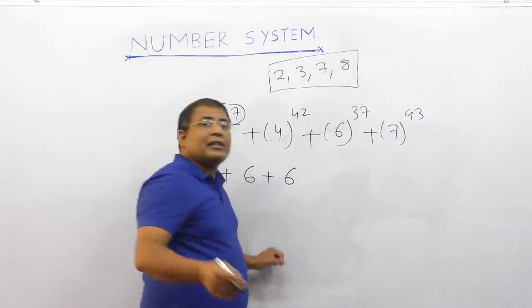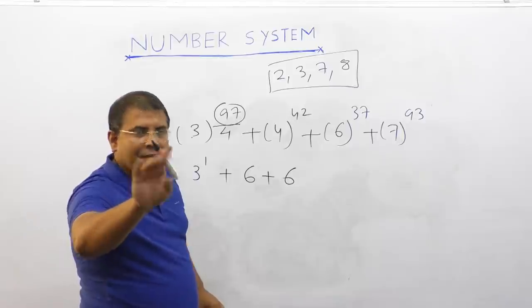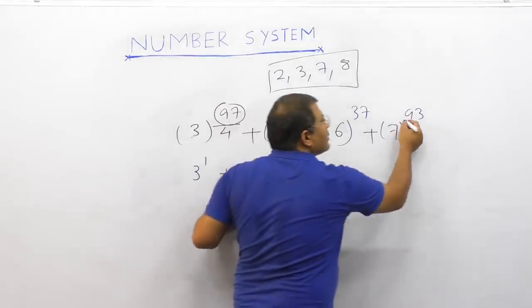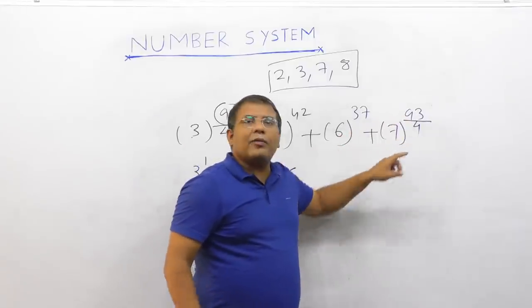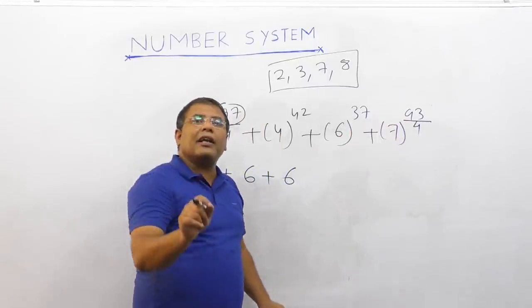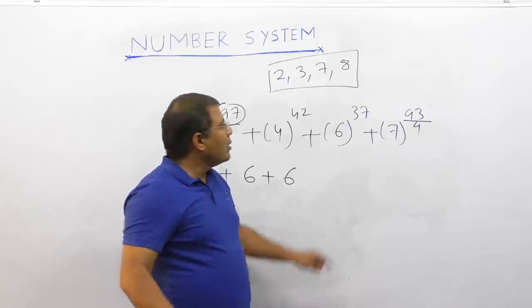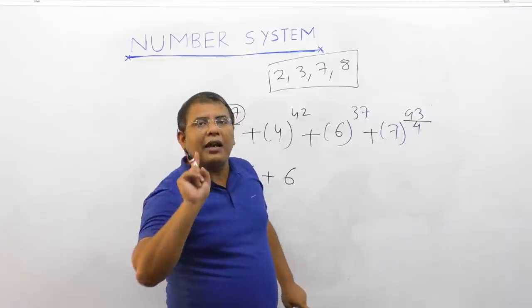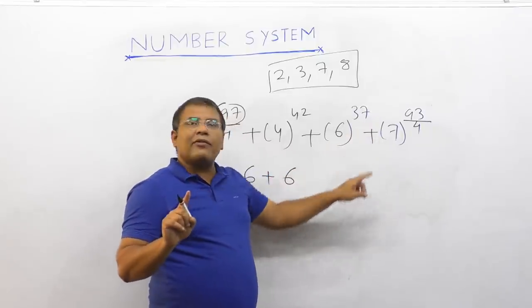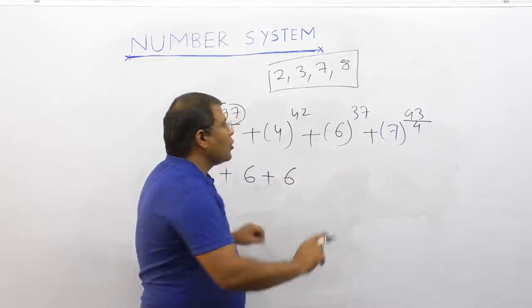7 की पावर की साइक्लिसिटी कितने की चलती थी? 4 की. तो 7 के पावर की साइक्लिसिटी 4 की चलती थी, तो हम इसको 4 से डिवाइड करेंगे. अब 93 डिवाइडेड बाय 4 किया, मुझे क्या देखना है, रिमाइंडर क्या आ रहा है. चार दुनी आठ, तेरह, चार दुनी बारह, 1 आया रिमाइंडर. सो 93 डिवाइड बाय 4 किया तो 1 रिमाइंडर आया.